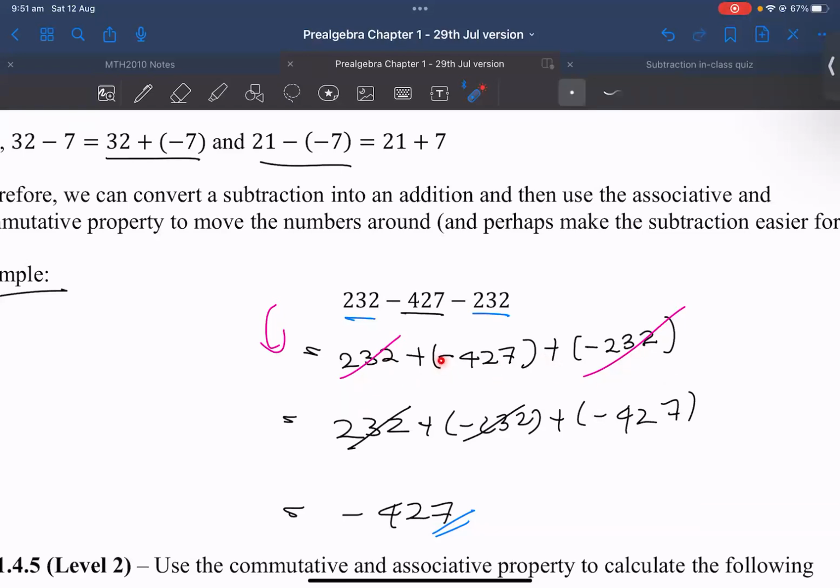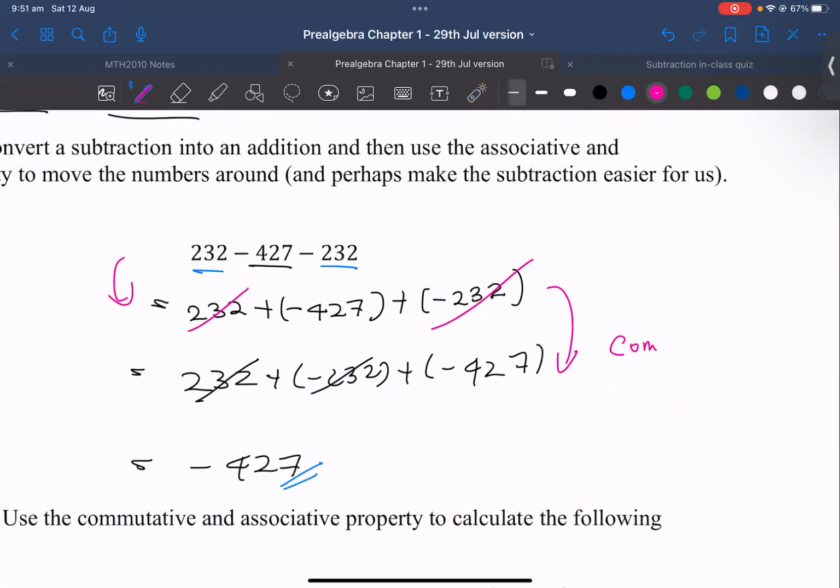Right? And then when you do that, you can use which property to go from here to here? The commutative property, right? Remember, addition you can move around. Learned this a while back. Commutative property to move from here, switch these two around basically. When you switch them around, you can see that 232 plus negative 232, when you add them together, they cancel. It just ends up being 0 plus negative 427. That's just negative 427. It's very similar to the second last question on the quiz, right?